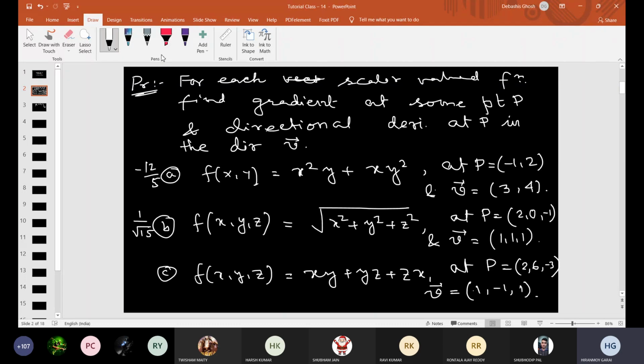Okay. So now we come to the next, the divergence of a vector field. Sir, C, 12 by root 3, sir. That is the directional derivative. All these are the directional derivatives. We also find the gradient, which you have already computed. Very good.